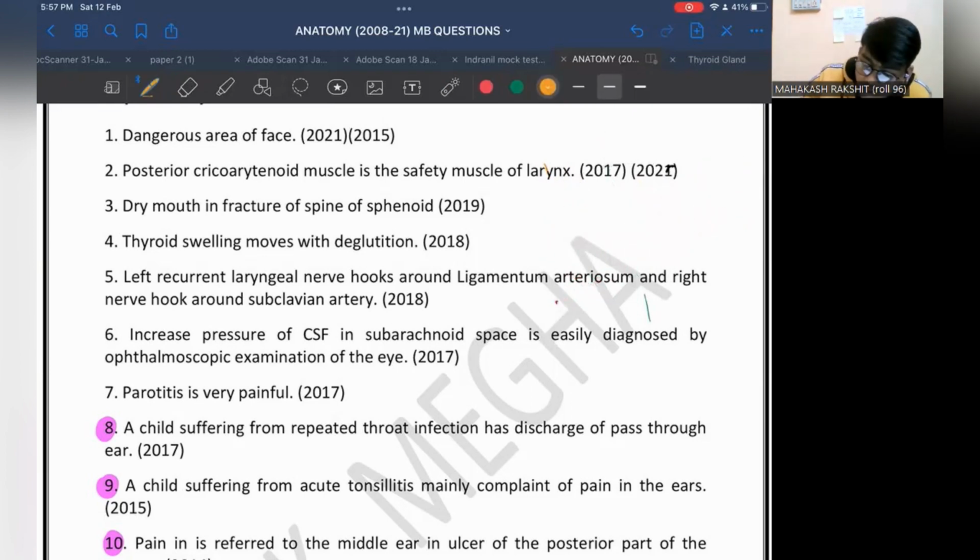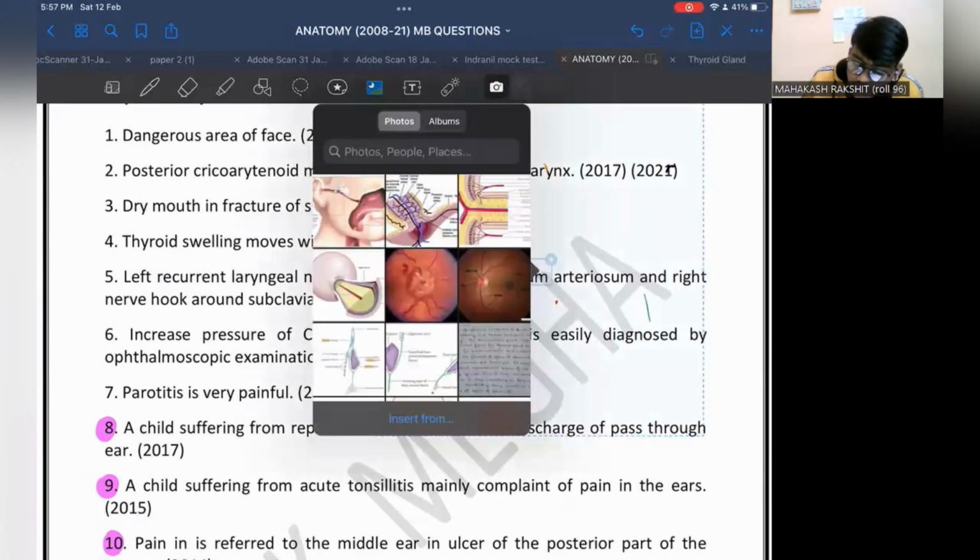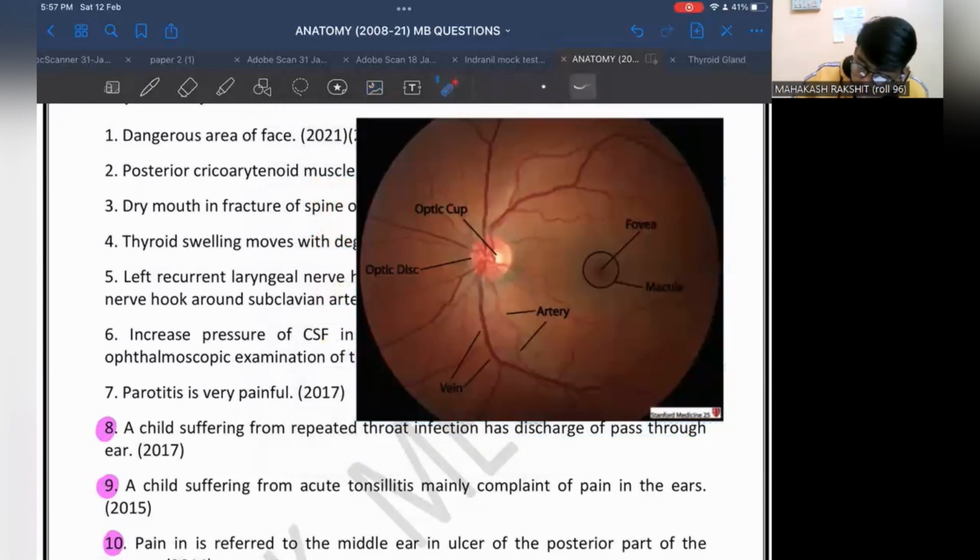What is the next question? Aren't they very easy? They are very easy. Okay. Increased pressure of the CSF in the subarachnoid space is easily diagnosed by ophthalmoscopic examination of the eye. Let's see a normal ophthalmoscopic examination of the eye diagram. Can you see this one, a cup-like structure, very light color, contrast is very clearly seen. This very clear-cut margin is seen. Okay, this cup-like structure which is seen is called the optic cup. Okay, this is the region of the optic disc, right?